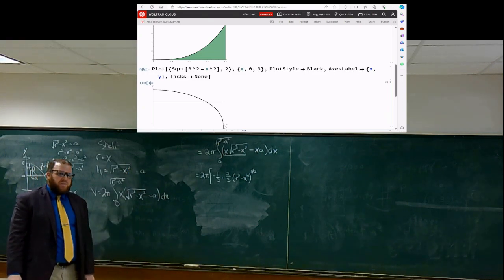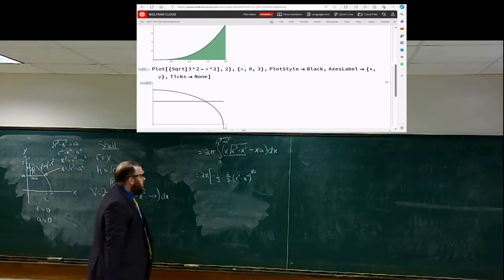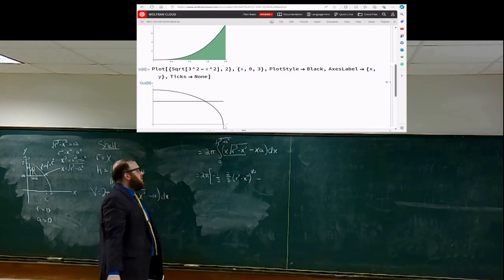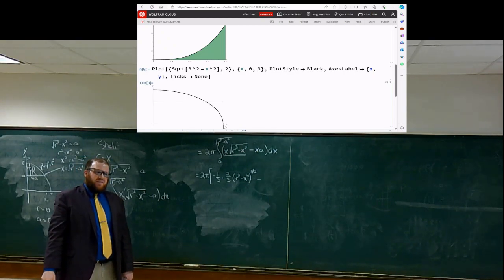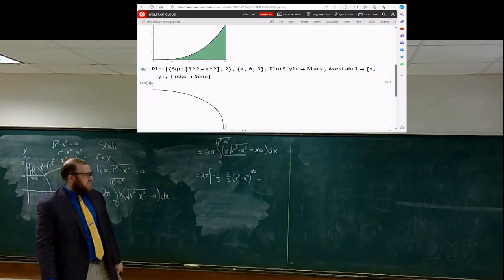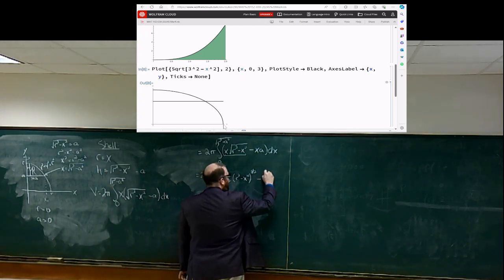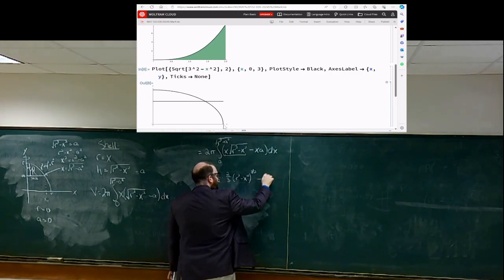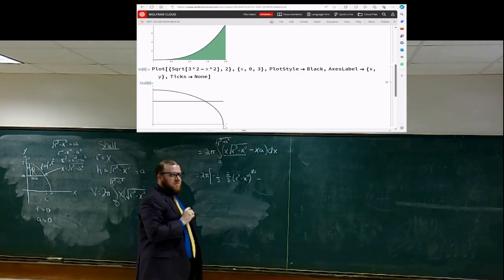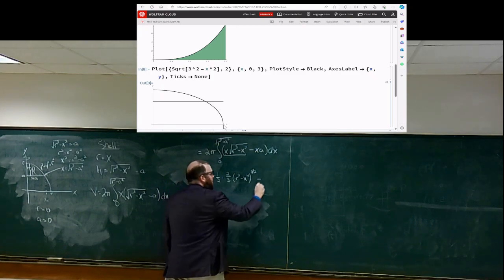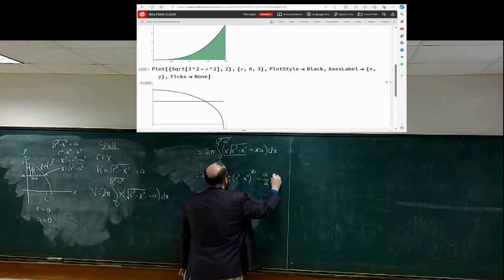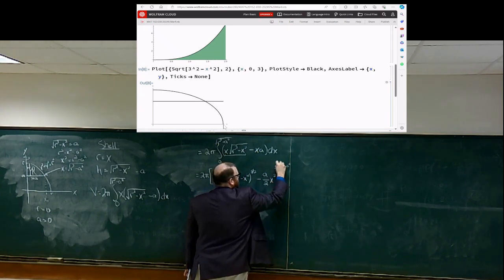There's your first antiderivative. Minus, that's that second antiderivative. A is a constant. Just a. Antiderivative, a x squared over 2. Yep. So I'm going to write it as a over 2 x squared. And then that gets evaluated from 0 to the square root of r squared minus a squared.